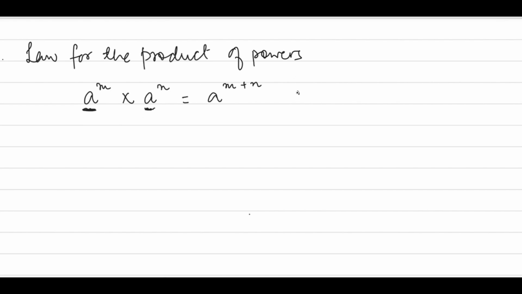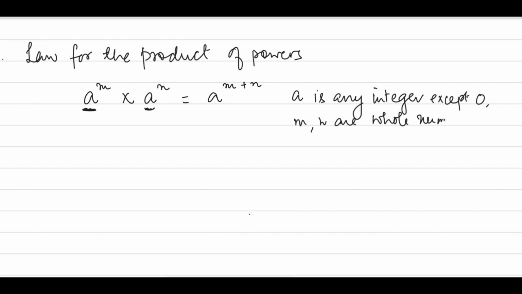Here a is any integer except 0, of course the base cannot be 0 in this case, and m and n are whole numbers. Let's see examples for this law. So let's take one example. Suppose I need to simplify this.